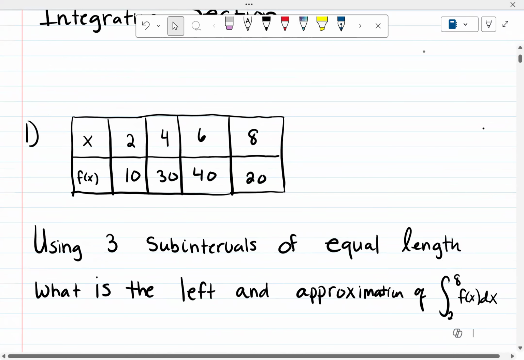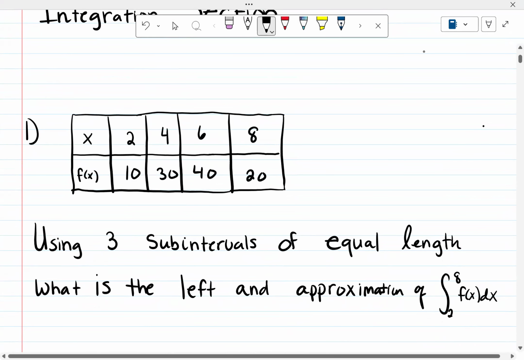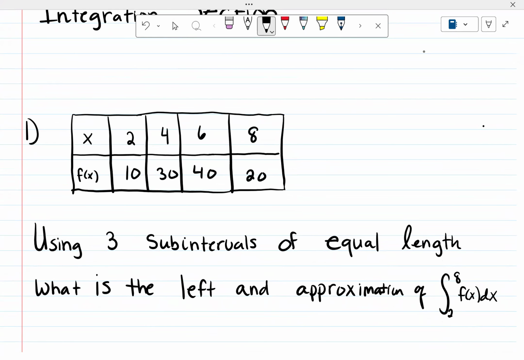For question one, we have a table. We have x coordinates of 2, 4, 6, 8, and y coordinates of 10, 30, 40, and 20. It says, using three subintervals of equal length, what is the left approximation from 2 to 8 of f of x dx? So we're doing a Riemann sum because we are doing the left side.